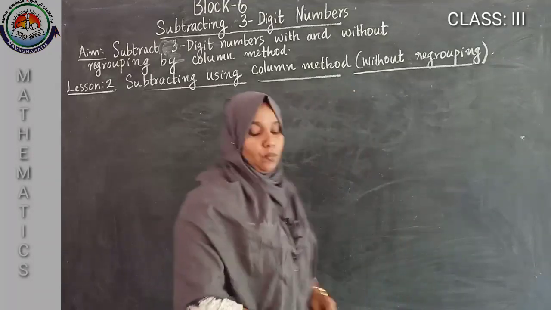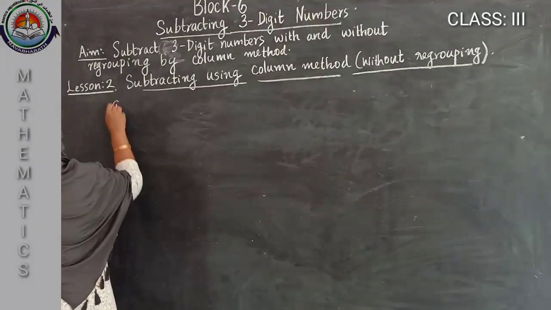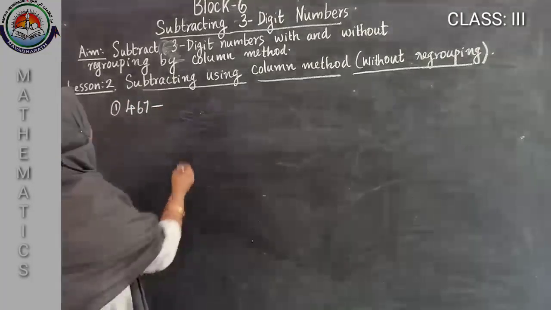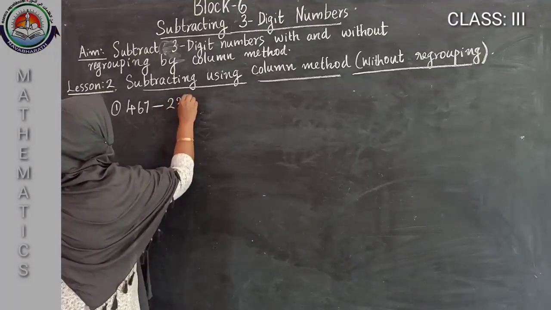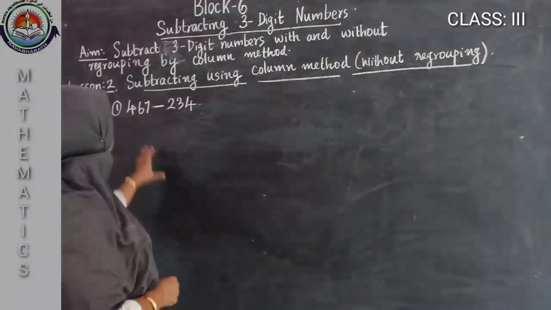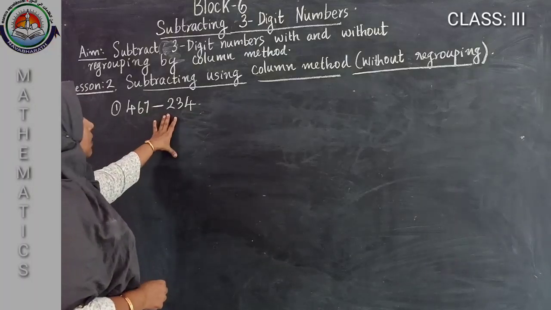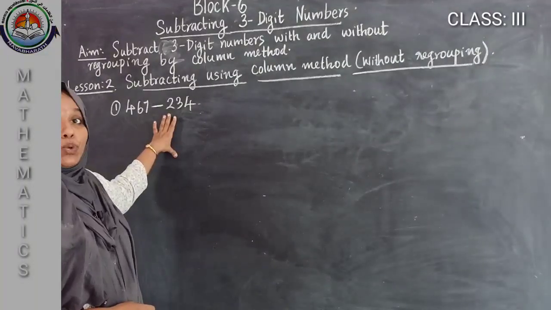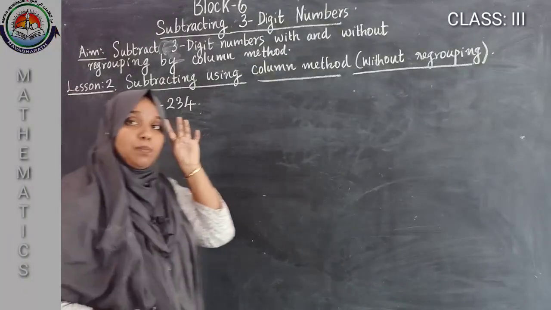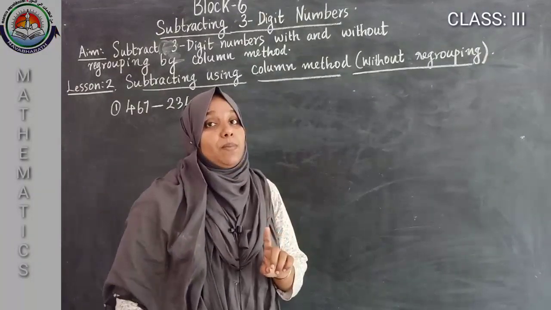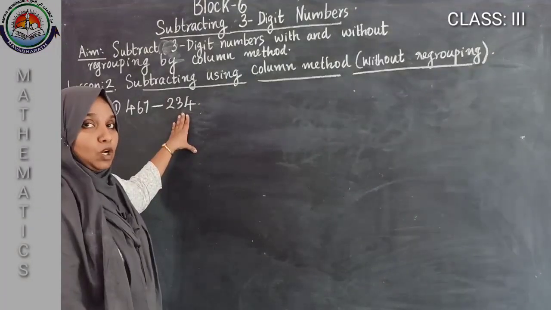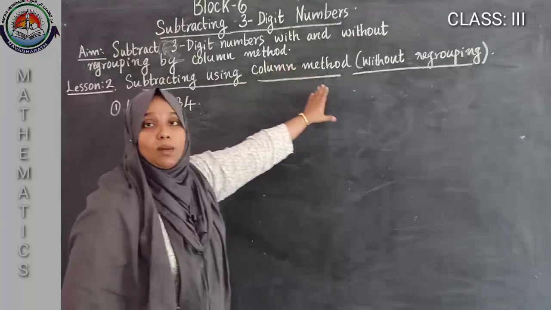We can consider one example: 467 minus 234. Then children, while subtracting, we should write the bigger number first. Always keep that in your mind. The bigger number you have to write first and the smaller number just below that. And we are using the column method.